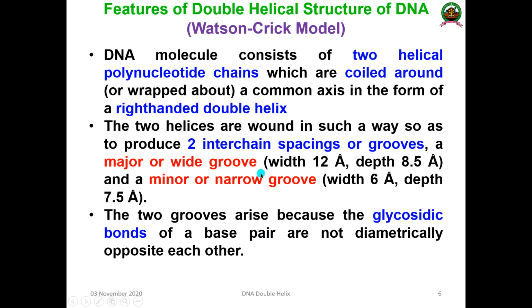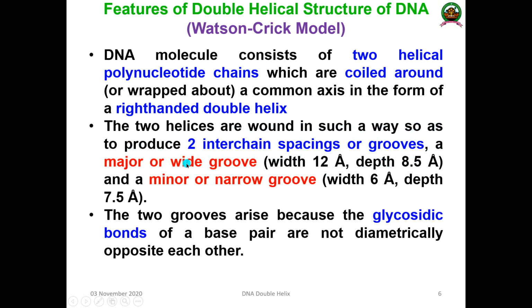This you have already studied in your lower classes. The first one: the DNA molecule consists of 2 identical polynucleotide chains. The 2 helical polynucleotide chains are coiled around a common axis in the form of a right-handed spiral double helix. These 2 helices are wound in such a way that they produce 2 interchain spacings or grooves.